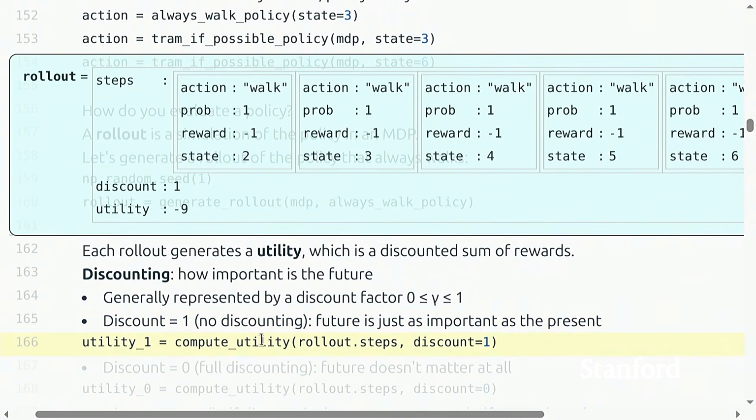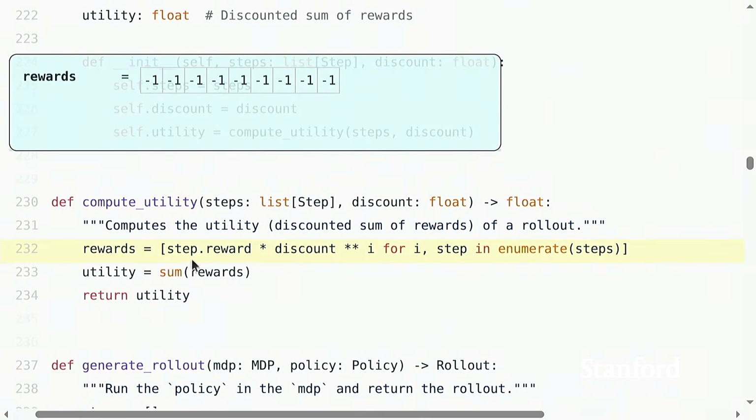So if I look at compute utility, I give it a sequence of steps and discount 1. What does that do? So I look at each of the steps, and I look at the reward, and I multiply that reward by discount to the ith power for the ith step. So the step 0 will just have the reward. Step 1 will have the reward times discount. Step 2 will have reward times discount squared, and so on. Okay, so in this case, because discount is 1, this term doesn't do anything, and I get my rewards, I sum them up, I get my utility, and that's it.